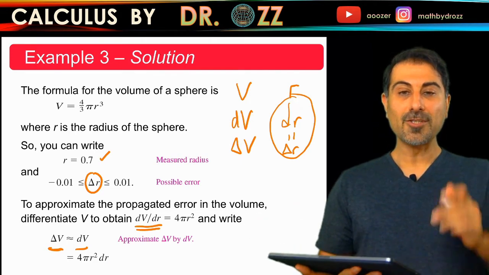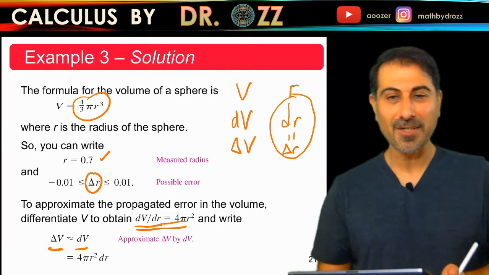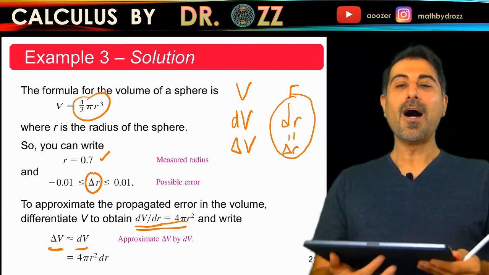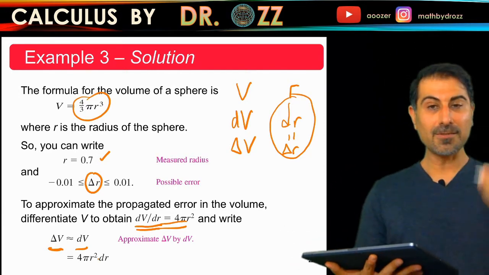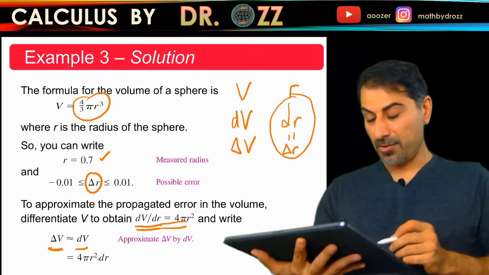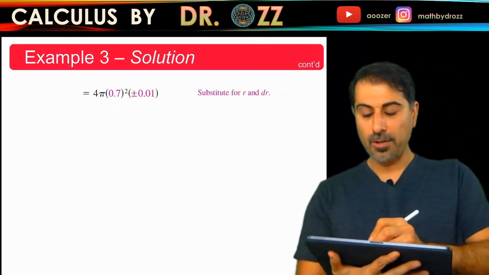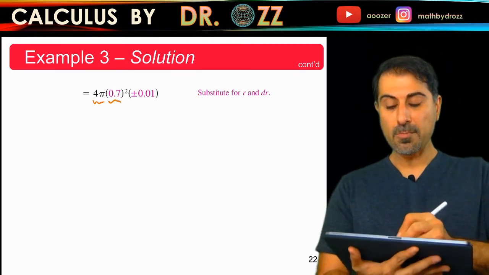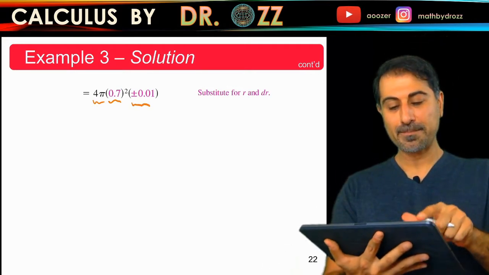That is the derivative of V with respect to r, for which you can use the power rule for differentiation. So 3 comes down and subtract 1 from the power, which takes you to 4 pi r squared, and we multiply it by dr. Let's use the value of dr, in this case delta r, and also the value of r to evaluate dV. So we have 4 pi, r is 0.7, that's the measured radius, we square it, and multiply it by plus or minus 0.01. Let's see what we get.